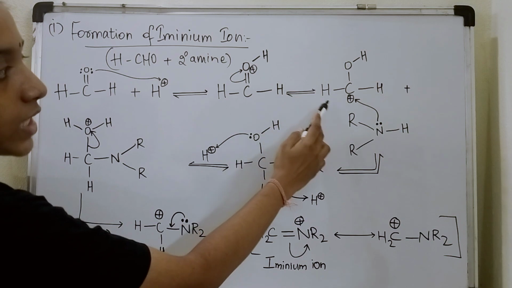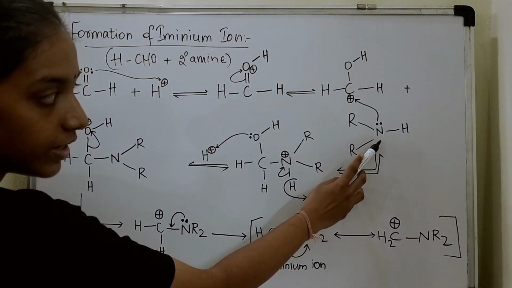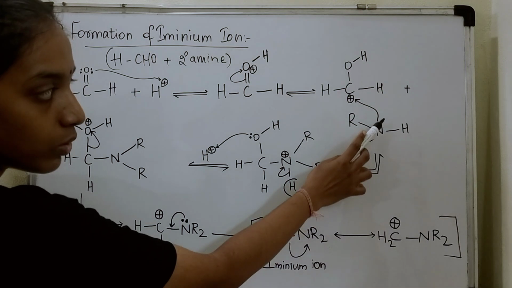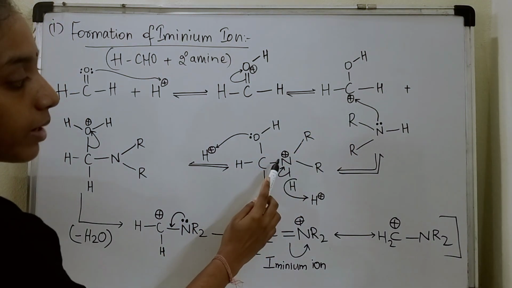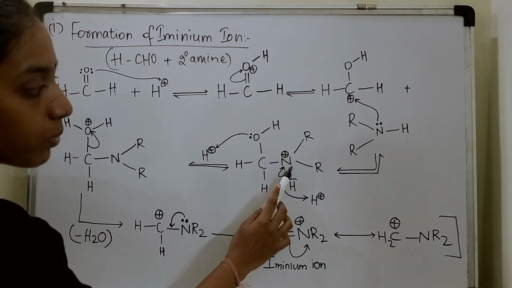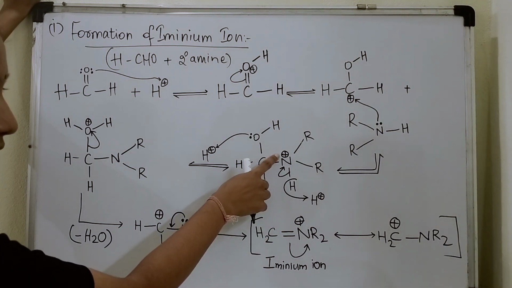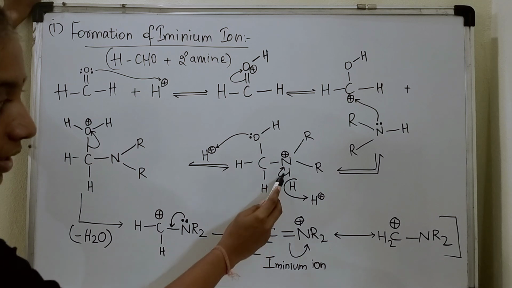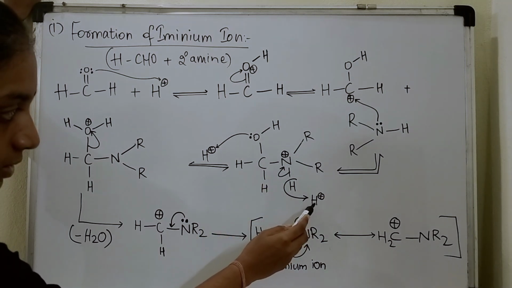Now this positively charged compound will react with the secondary amine. In the secondary amine, the nitrogen will share its lone pair of electrons with the positively charged carbon atom, forming a bond between them. Now here, nitrogen is forming four bonds. Usually, nitrogen can only form three bonds. As it is forming four bonds, it is getting a positive charge on it. As this nitrogen is positively charged, it will take the bond from the hydrogen, leaving hydrogen as H+.